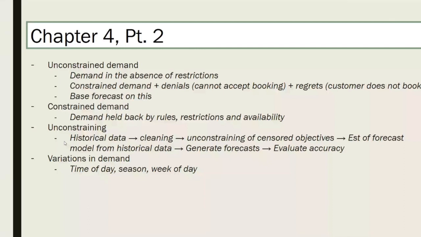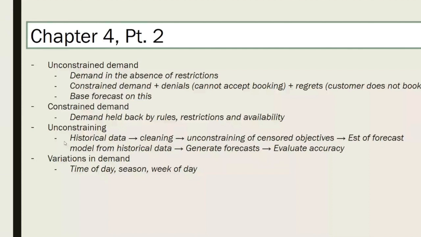So denials are looking at when you can't accept the booking for a room. An example of a denial would be if your room is sold out, if it's CTA, or if you can't meet the minimum length of stay. This would be an example where you cannot accept the request for a booking.